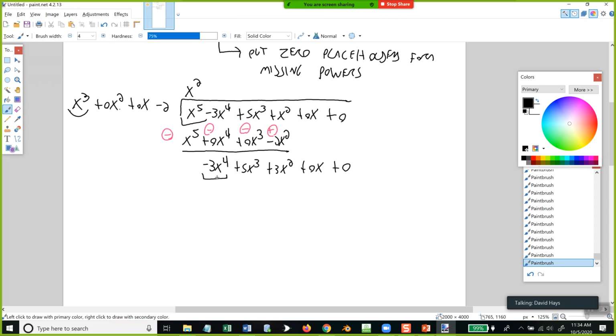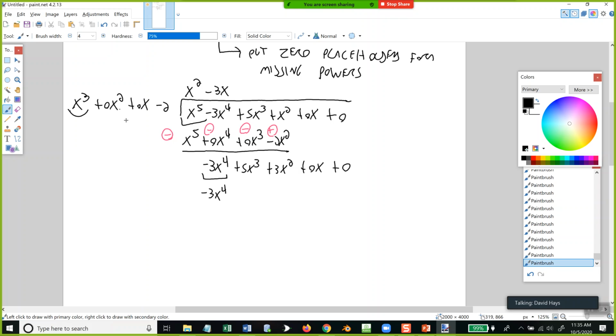Again, I'll look at the first term of each, decide what goes up on top. We ask ourselves what times x to the third gives us negative 3x to the fourth. That's negative 3x. Whatever we put up on top, we're going to multiply by what's up in front. Negative 3x times x to the third is negative 3x to the fourth.